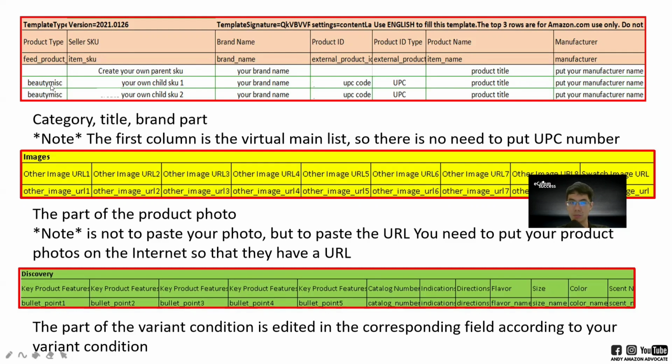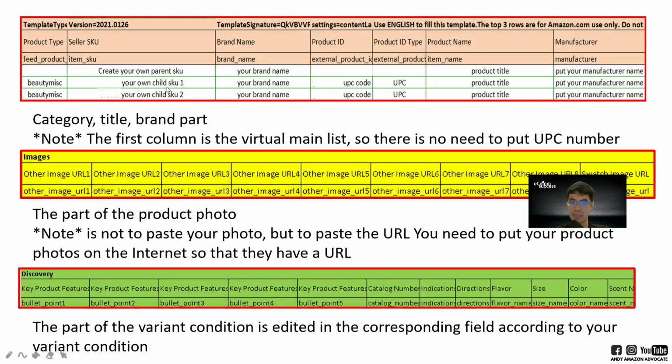Now, these two rows are the child listings. That means your variants: maybe this one is the blue one and this one is the red one. When you want to put in the blue one, first, in this first column, you choose the fit product type, and then over here you put your own child SKU 1.